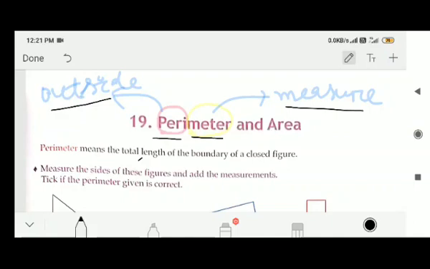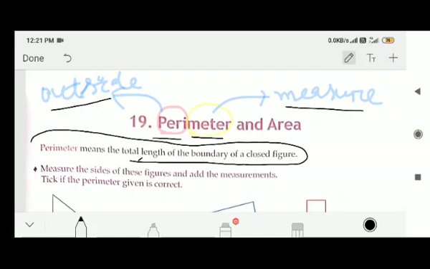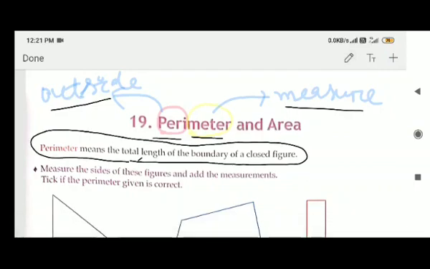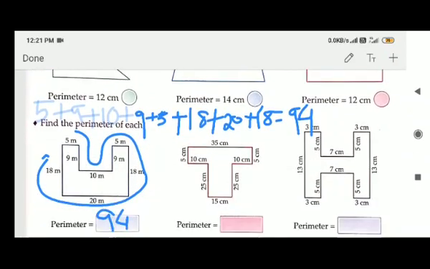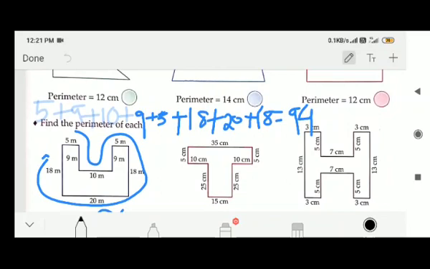Perimeter means the total length of the boundary of a closed figure. So the figure should be closed. Now I will show this with a good example. This is a closed figure, and this is the boundary, or outer side.